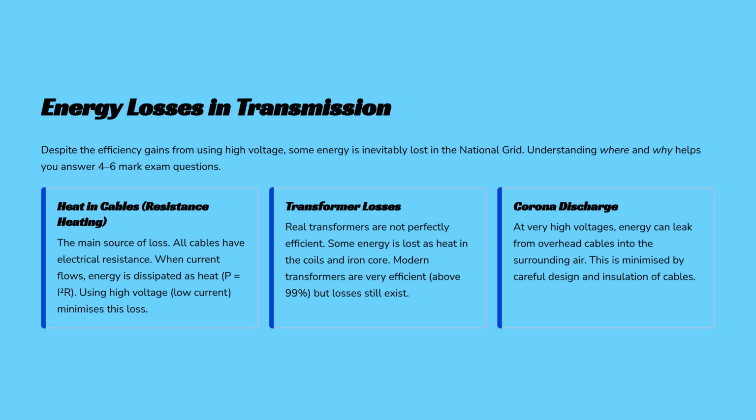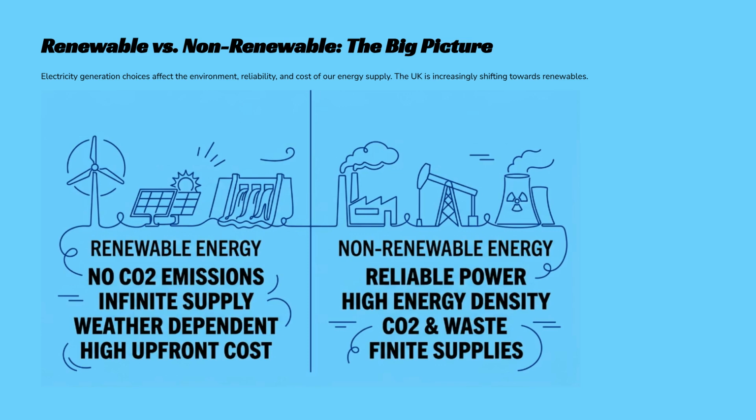Lastly, be aware of energy losses. While rare, losses occur due to resistance heating in cables, inefficiencies within the transformers themselves, and, at extreme voltages, corona discharge. Let's look at the broader picture of electricity generation. Our choices directly impact the environment, the reliability of the supply, and the total cost. The UK is actively shifting toward renewable sources to meet these needs.